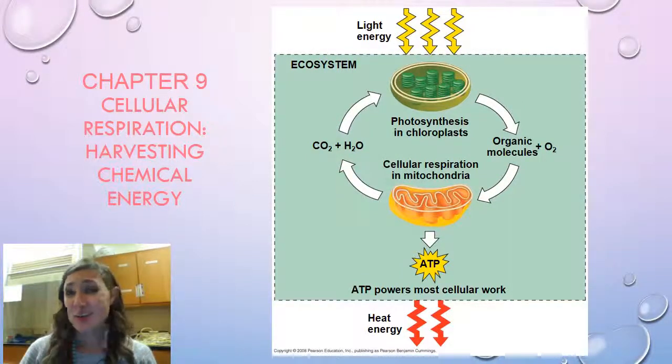So chapter 9 is all about cell respiration. It's how do we take that glucose that's produced during photosynthesis and put it into a form that is usable to do work within a cell.